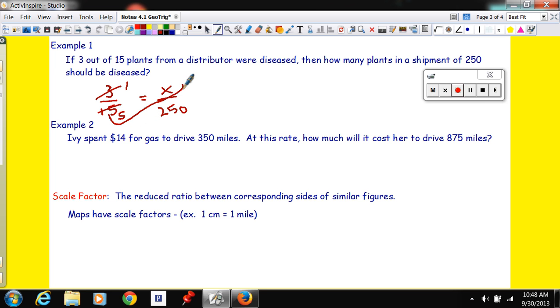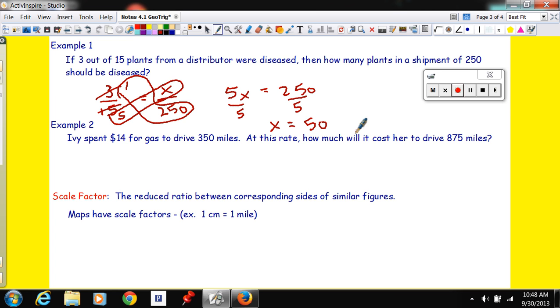I'm going to multiply 5 times X first because I like to keep the X on my left side. So 5X equals 1 times 250, and that's just going to give me 250. And divide by 5 on both sides. So you're going to end up with X being 50 diseased plants. So there'd be about 50 plants that would have disease on them.